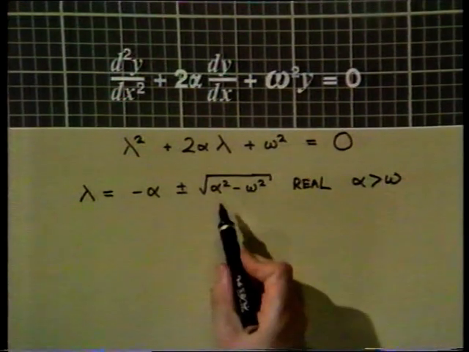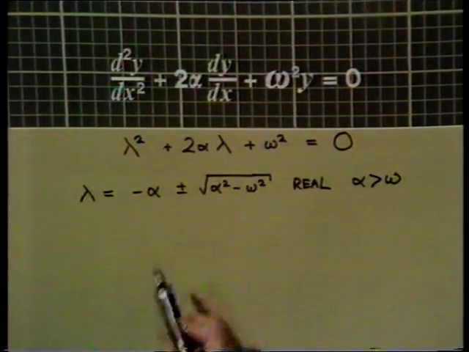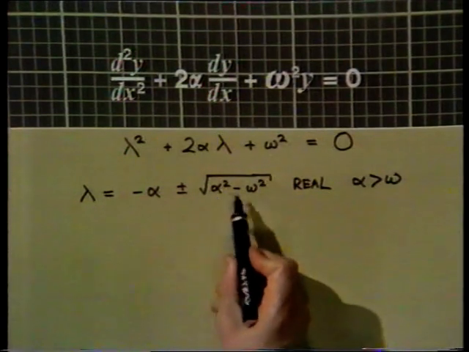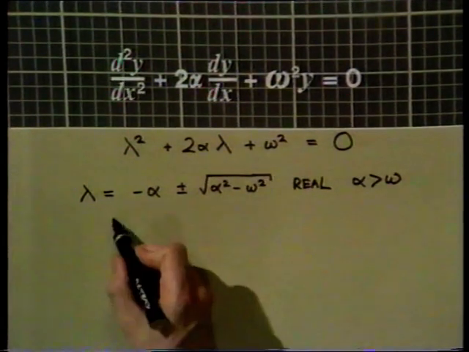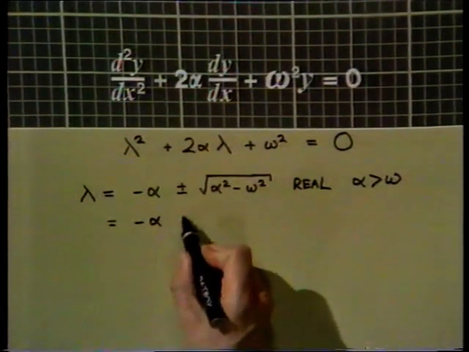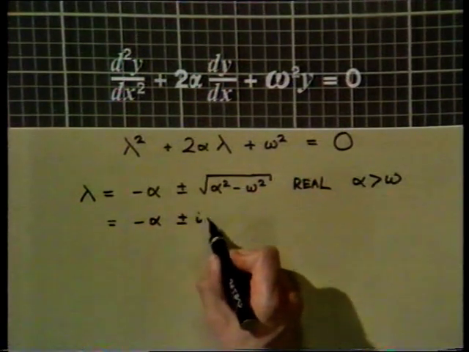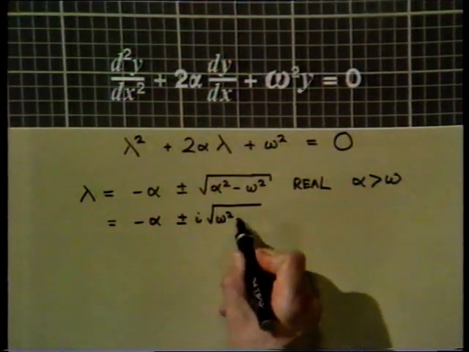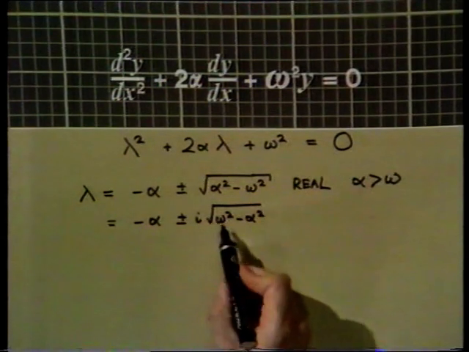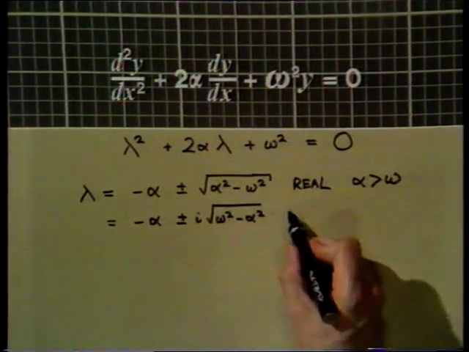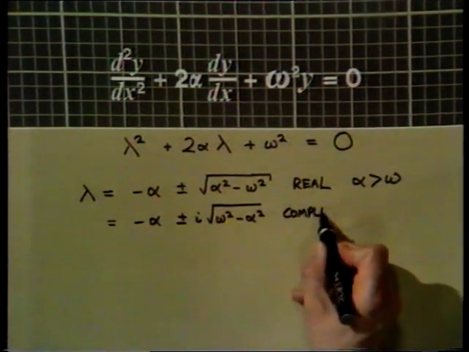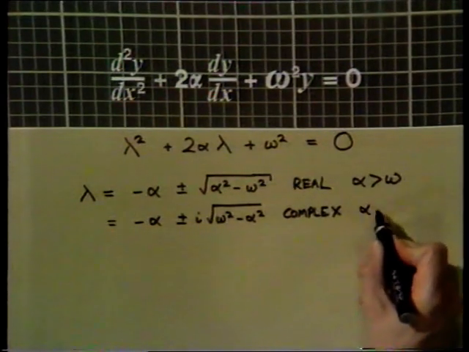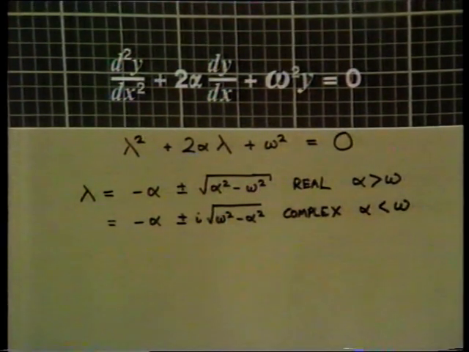But suppose alpha were less than omega. In that case, I'd be taking the square root of a negative number. And then it's really more convenient to write the roots like this. That makes it quite clear that I've got complex roots when alpha is less than omega.